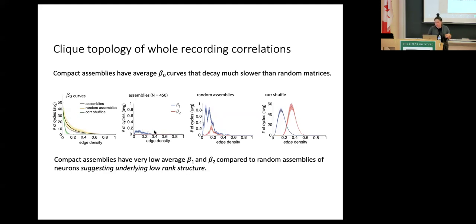The other thing we see is that there's very little on average Betti 1 and Betti 2 for the real assemblies, whereas for the random assemblies, these random collections of neurons, on average there's much more Betti 1 and Betti 2. So that's also interesting. In some sense, that's saying that these true assemblies are acting in a more low rank way, and that there's possibly more randomness with these random assemblies. And notice that these are orders of magnitude lower than when we shuffle the correlations and get a signature of true randomness.